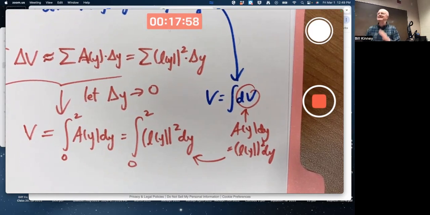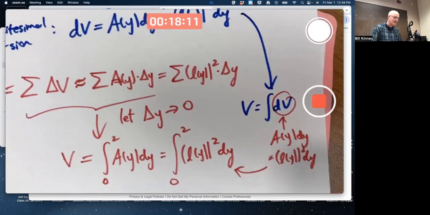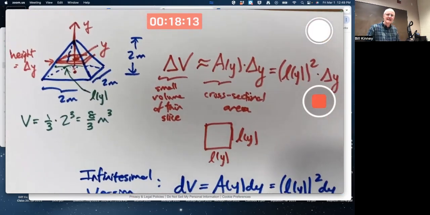So all this is set up so far. But how do we actually do the integral? We need to figure out what L of y is. That's usually the harder part, actually, to tell you the truth. Use the picture somehow to figure out what L of y is.